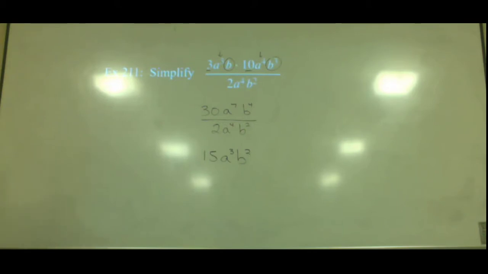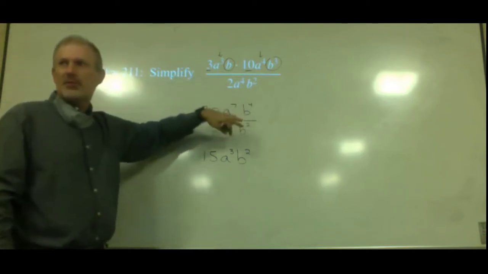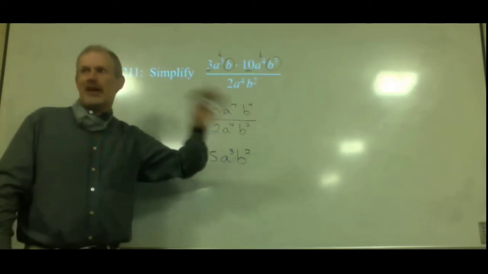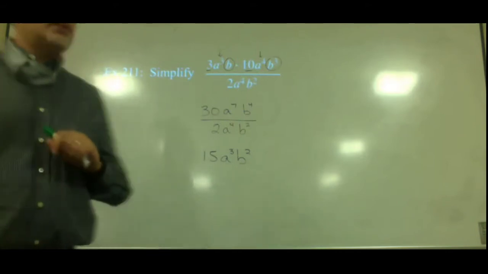Okay. And again, all of this only works because all of these on the top are just multiplied and all of them on the bottom are just multiplied. If you ever had addition or subtraction in there, then we can't do these things. It has to be all multiplication. Okay. On the numerator and denominator.